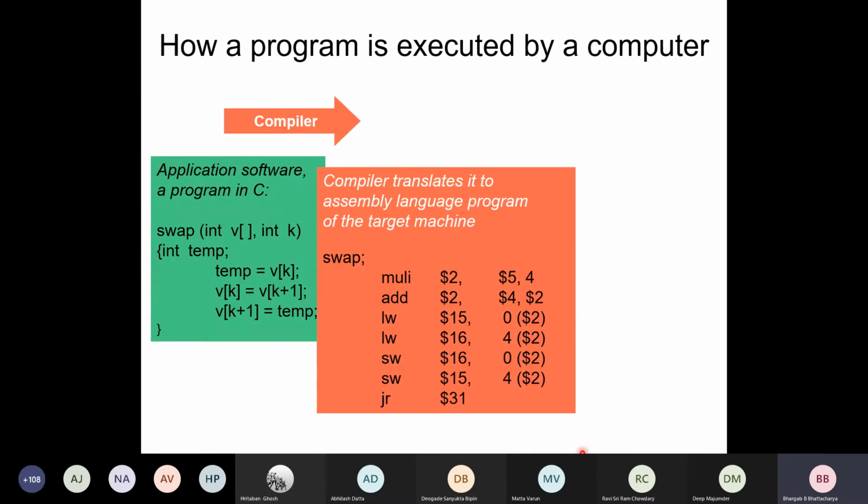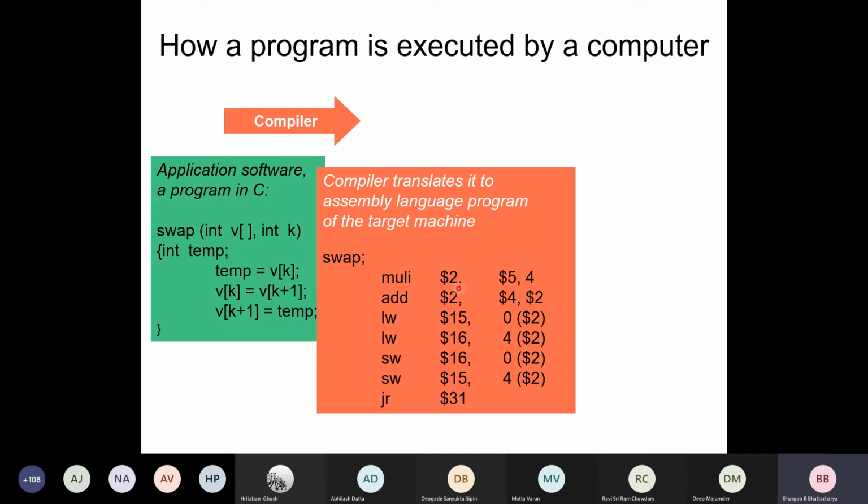So the compiler would translate into something like this. When you write programs in MIPS, you would encounter this kind of instructions. So for example, this is multiply immediate. This is an addition instruction. This is load word, store word, jump return, and so on.